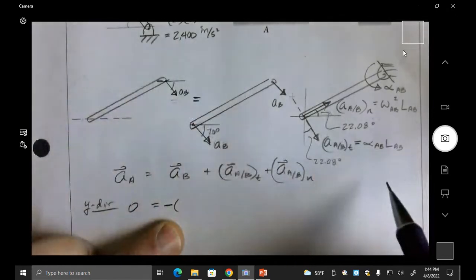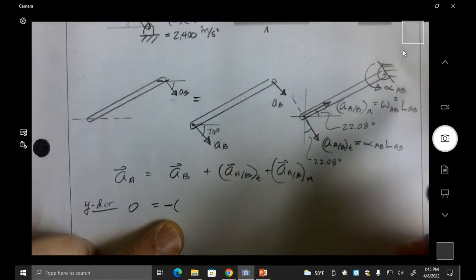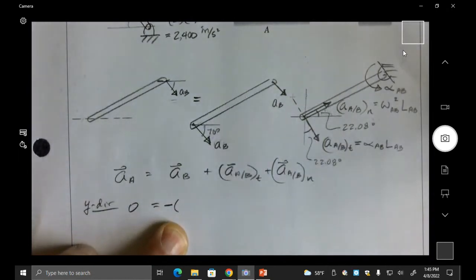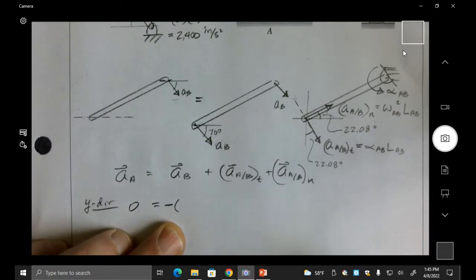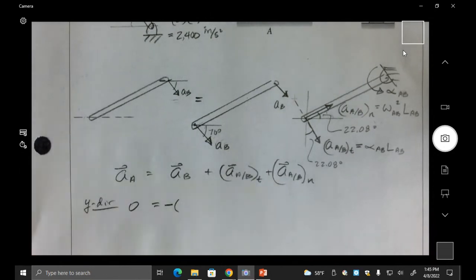Have we decided which direction our acceleration at A is going? Well, no, we haven't committed to it yet. Okay. We'll do that. We're procrastinating. What would happen if we had, ooh, what if? I love what ifs.